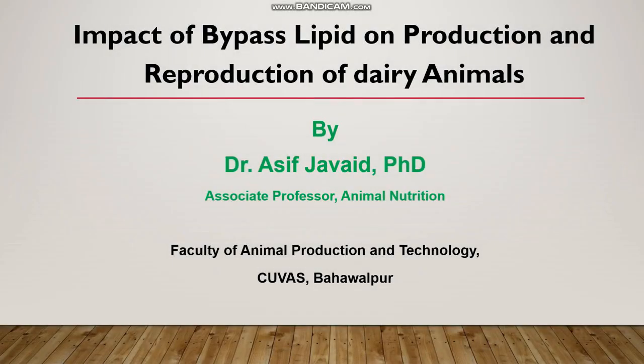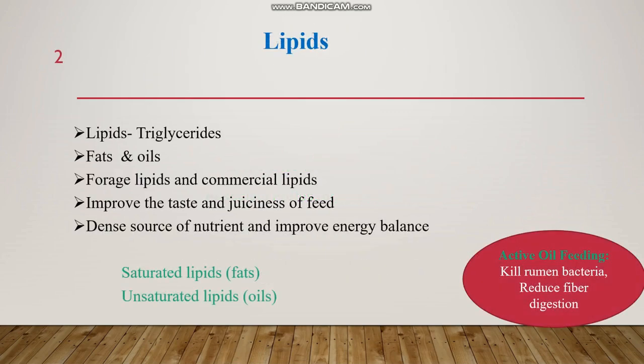Today, the title of my talk is Impact of Bypass Lipid on Production and Reproduction of Dairy Animals. Lipids are triglycerides, and there are two types of lipids, fats and oils. Fats are solid at room temperature, while oils are liquid at room temperature. Lipids improve the taste and juiciness of feed. They are a dense source of nutrients and improve the energy balance.